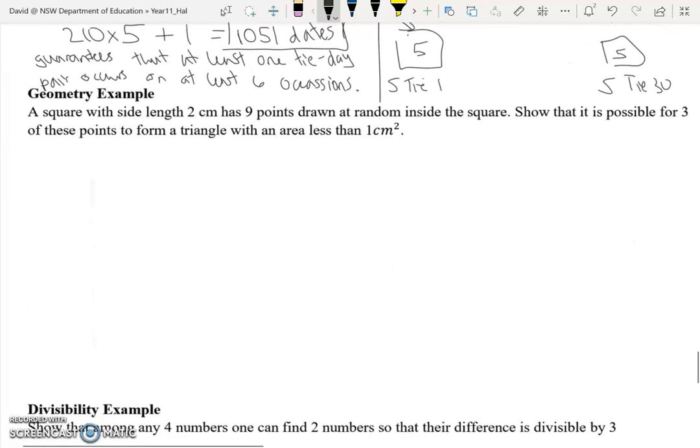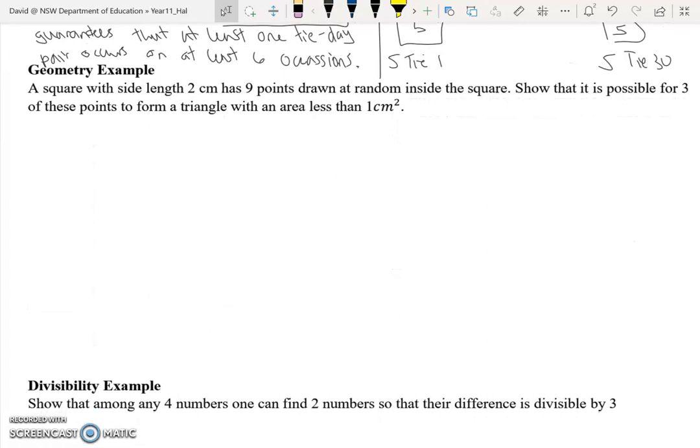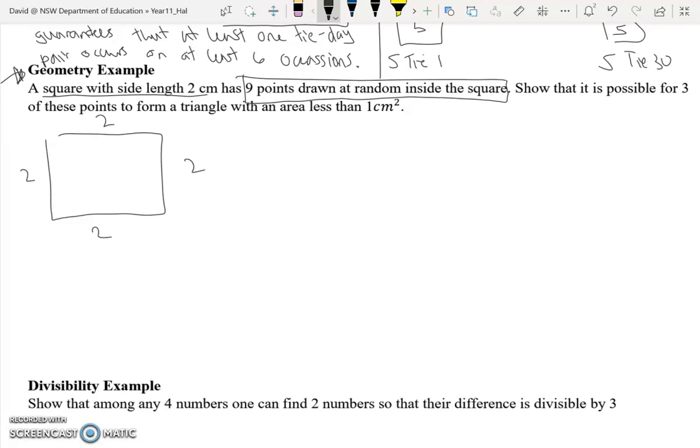All right, now let's have a look at geometry examples. Geometry examples often involve lengths or areas, and often involve dividing up a shape into physical pigeonholes that you can actually see. So it's kind of like a good application of the pigeonhole principle. You can actually see the pigeonholes. So here we've got a square of side length 2. Straight away I'm going to draw a square of side length 2. Okay, 9 points drawn at random inside the square.